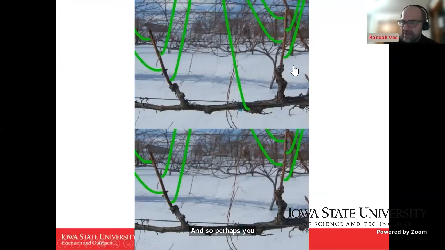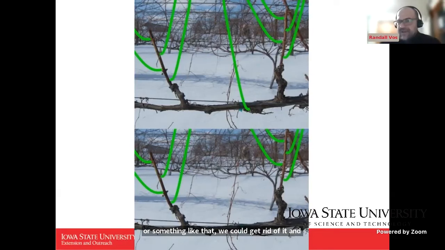And so perhaps, maybe if this arm gets too long or something like that, we could get rid of it and prune back to that cane next year, or what have you. We just need options, because stuff happens: wind damage, deer damage, diseases and so forth. We want to give ourselves options where we don't have huge gaps in the canopy.